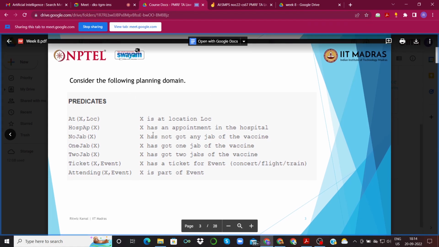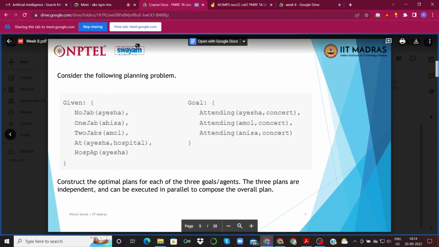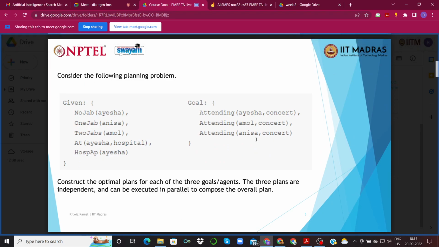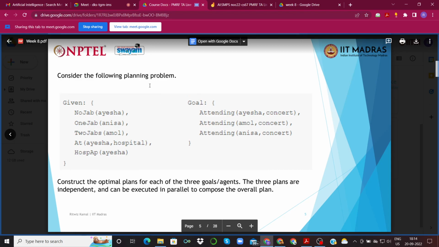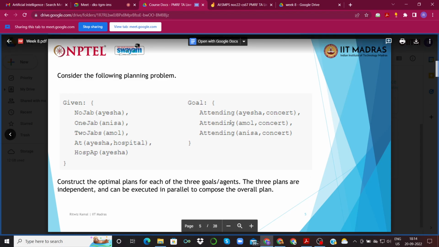So we just had a look at the predicates, the operators, the initial state and the goal state, which is basically the planning problem that we have specified. We have to construct optimal plans for each of these three goals, or agents basically. These three sub-goals given over here, attending Aisha concert, attending Amol concert, attending Anisa concert, are the three agents you could say, or three goals that we have to satisfy.